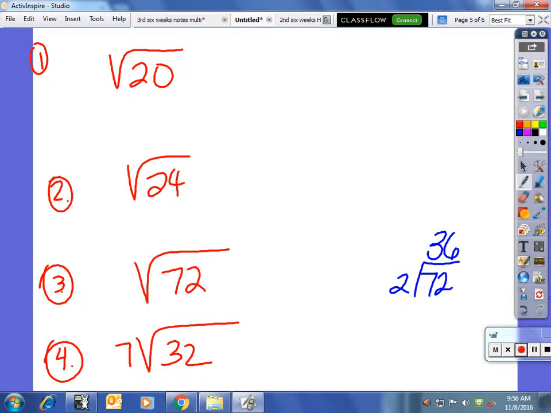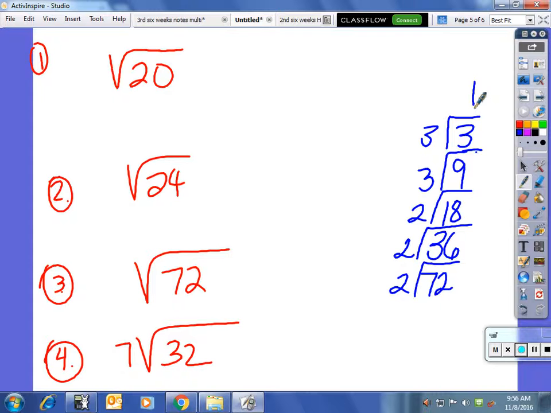And it is. Now let's say you didn't recognize that. That's fine too. Let's just keep going. 36 is still even. Divide by 2 and you get 18. 18 is still even. Divide by 2 and you get 9. 9 can now be divided by 3, and 3 goes into 9 3 times. Okay, so 72 breaks down to 2 times 2 times 2 times 3 times 3.